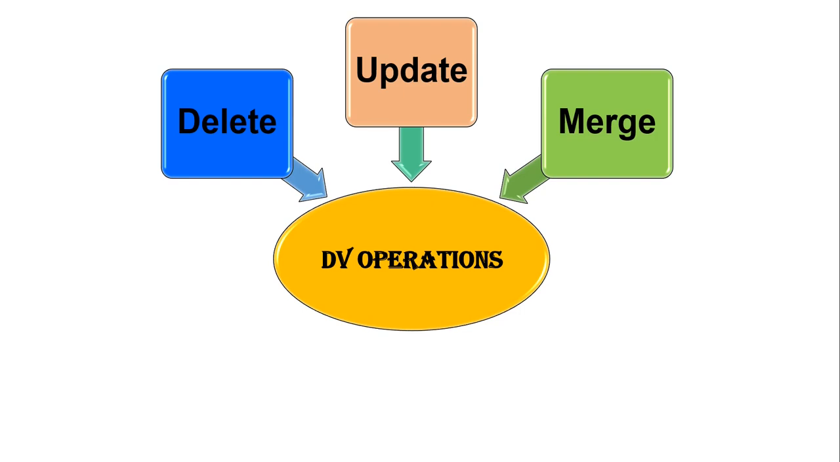Why? Because whenever we are inserting, new Parquet files will be created. So we are not going to touch the old data because we are not deleting or modifying. As a result, deletion vector is not needed for insert operation. So deletion vector is applicable only for delete, update, and merge.